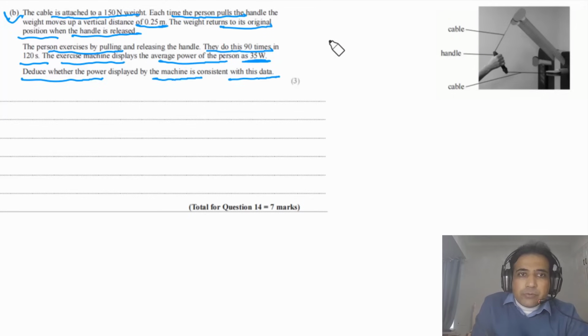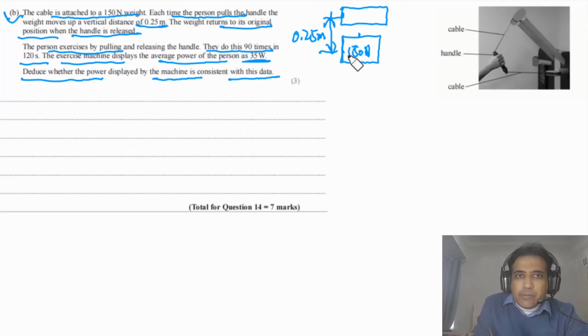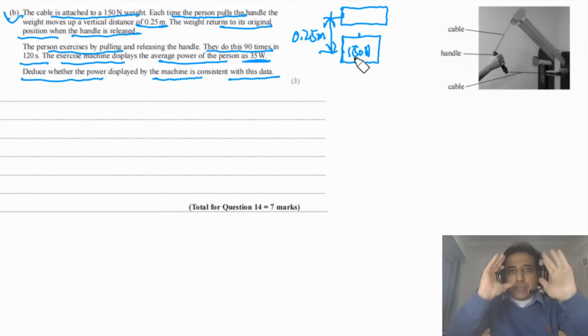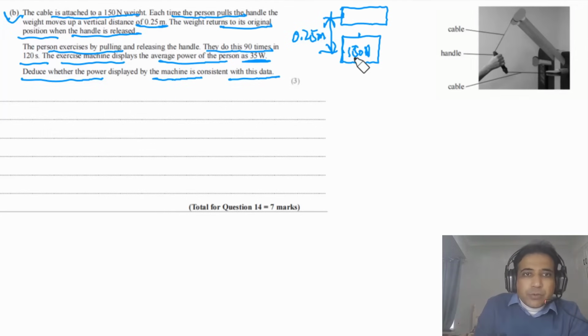The data in this case is given to us. So simply we can imagine this one is the weight, 150 newtons, and the person lifts this weight. So this distance we lift by a vertical distance equal to 0.25 meters. Then the person releases the handle and the weight comes back. Then the person again lifts this one, releases the handle, it comes back. Then lifts this one. The person repeats this 90 times in 120 seconds.